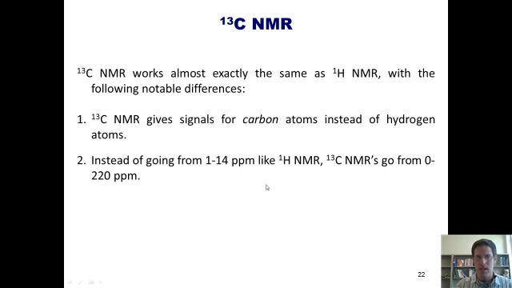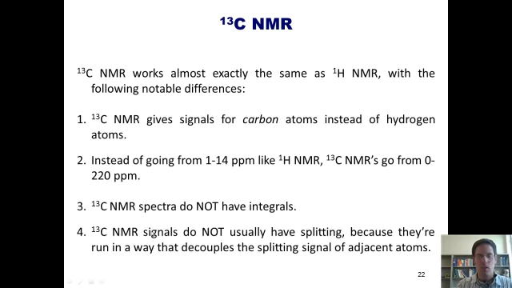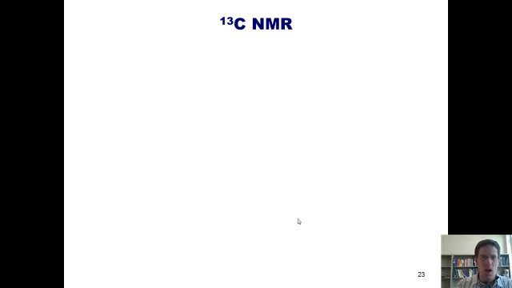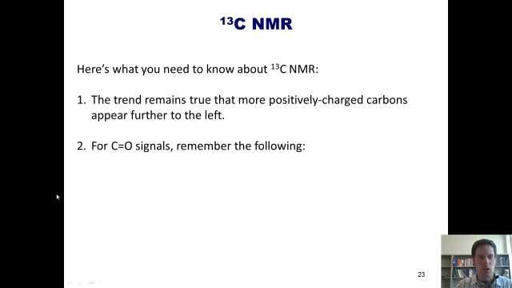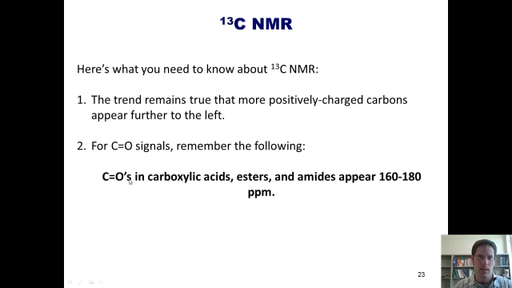Next, carbon NMR do not have integrals, and carbon NMR signals do not usually have splitting, because they're run in a way that decouples the splitting signals of adjacent atoms. So here's what you actually need to know about carbon NMR. 1. The trend remains true that more positively charged carbon atoms appear further to the left. 2. For carbonyl signals, I want you to remember the following.